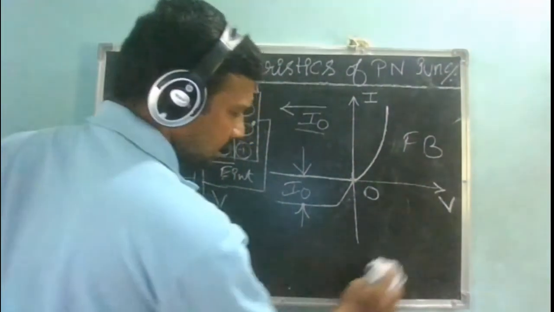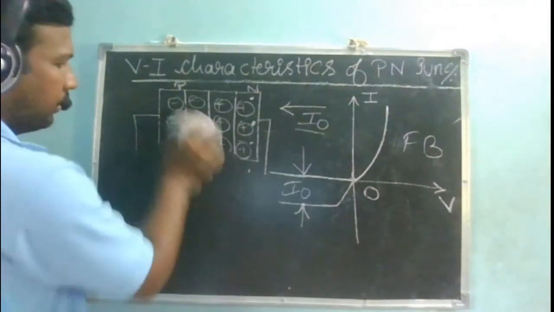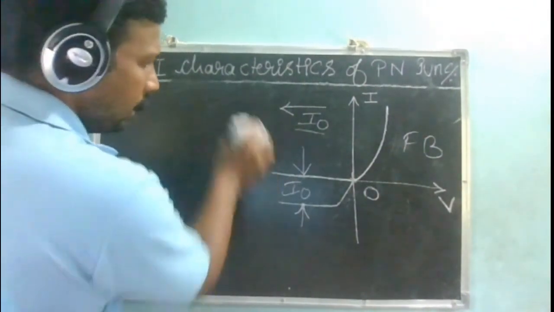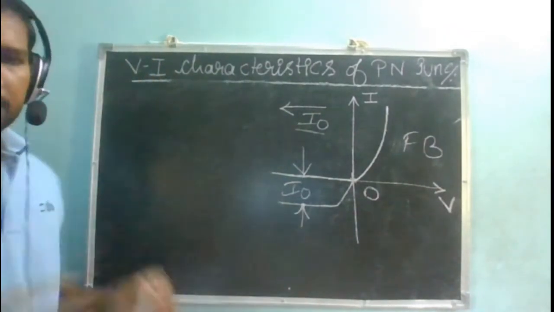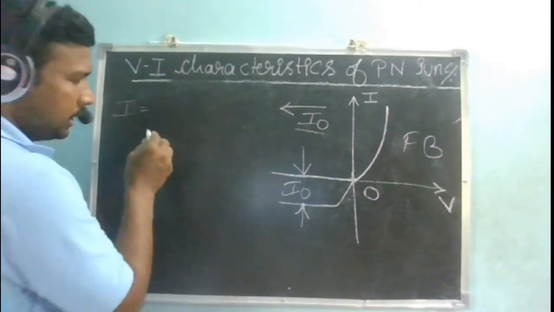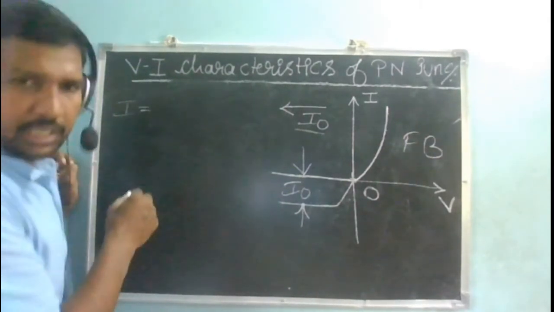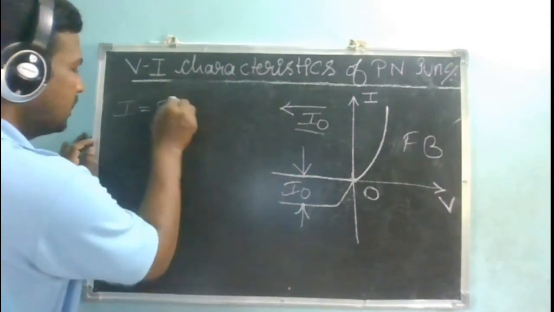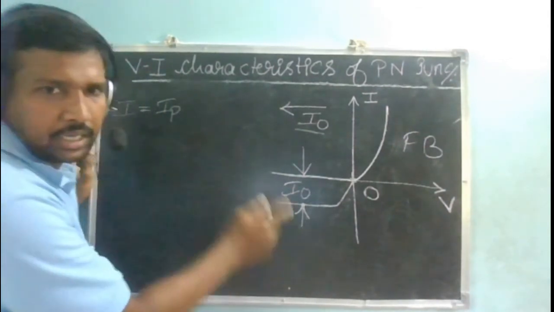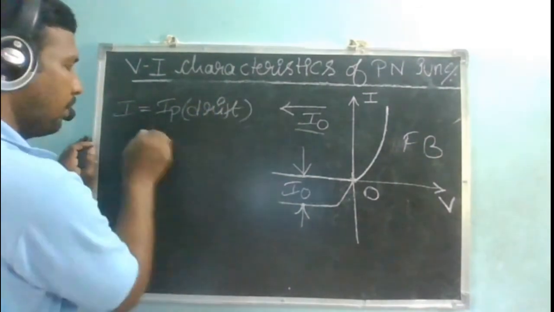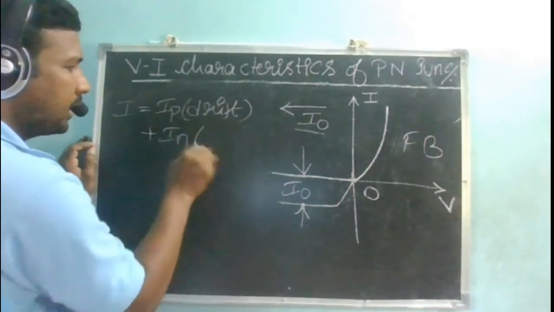In the reverse saturation current, width is increasing, right? So in the forward biased, depletion width increases or decreases? Decreases. In the reverse bias, depletion width increases or decreases? Increases. So I am writing here this reverse current is due to drift current due to the holes plus drift current due to the electrons.